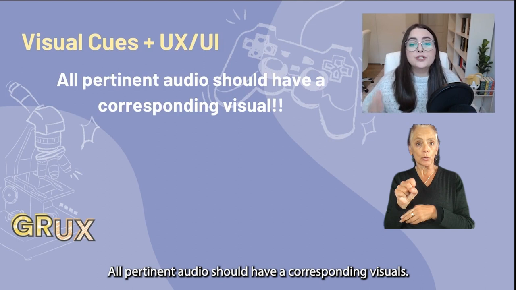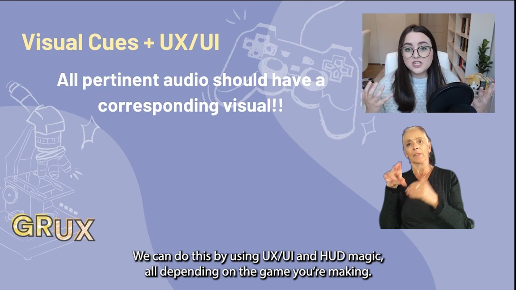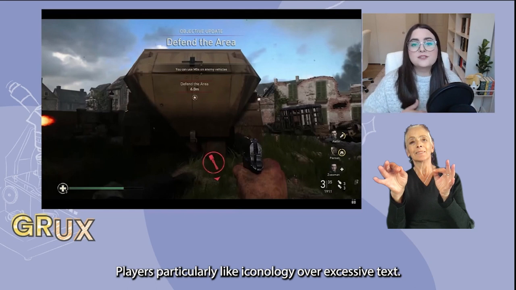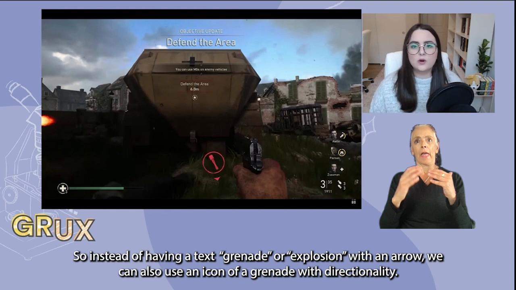Moving on to visual cues in UX/UI. All pertinent audio should have corresponding visuals. We can do this using UX/UI HUD magic, depending on the game you're making. For example, we have an arrow pointing to the direction with a text description: explosion to our right. Players particularly like iconology over excessive text, so instead of having a text grenade or explosion with an arrow, we can also use an icon of a grenade with directionality.